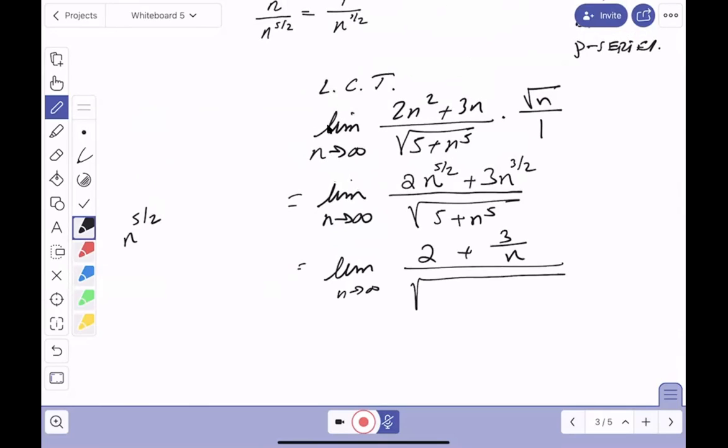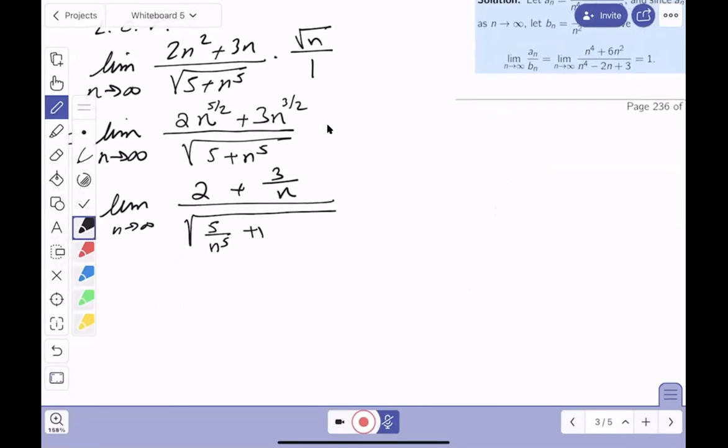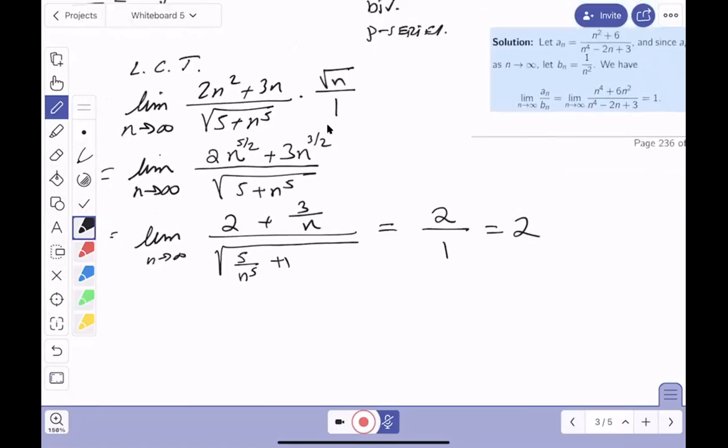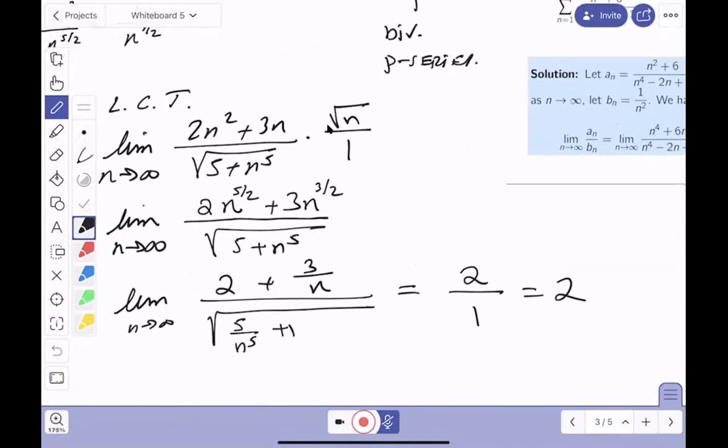And now I've got to do this guy over here, which I'll write over here for you. I'm taking this and dividing by this. So it's going to be 5 over n to the 5. By the way, that's a 5 there, sorry. And that would be plus 1, right? And I realize what some students are thinking: it's too much work for me. 2 over root 1, which is 1, which is 2. So what do I do? I just can't remember what I've done, right? So the limit's finite, it's 2, right?